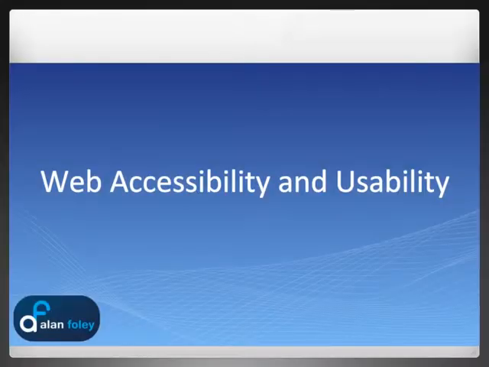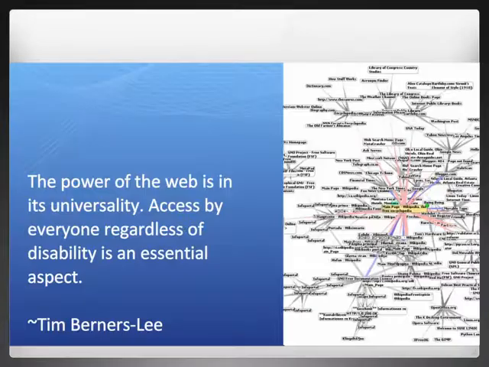In this presentation, I'm going to offer a brief overview of web accessibility and usability. I've always liked this quote by Tim Berners-Lee, who is credited with inventing the World Wide Web. I know it's a funny joke to say Al Gore invented the internet, but Tim Berners-Lee is a physicist at CERN in Europe and actually came up with the notion of the interconnected World Wide Web. And this is a powerful quote from him.